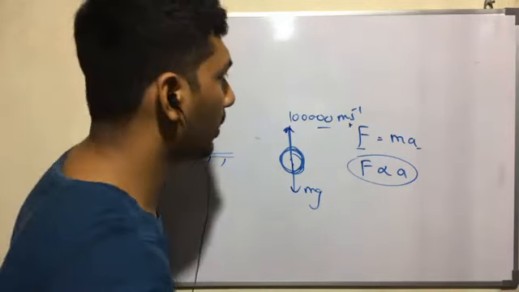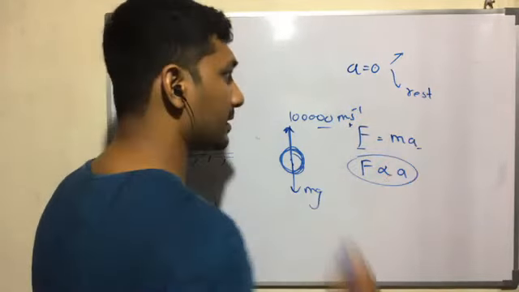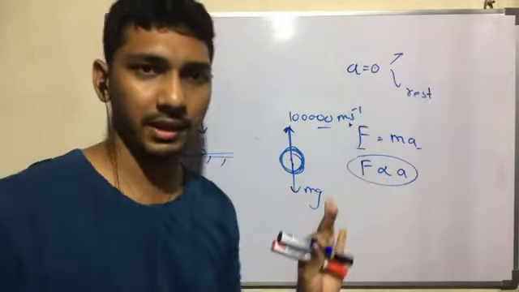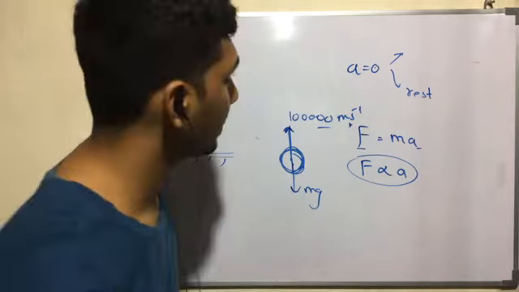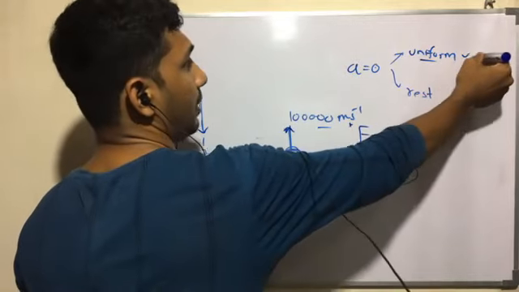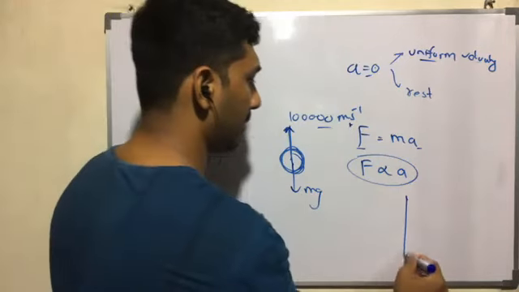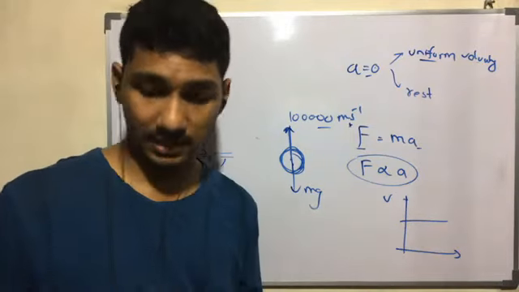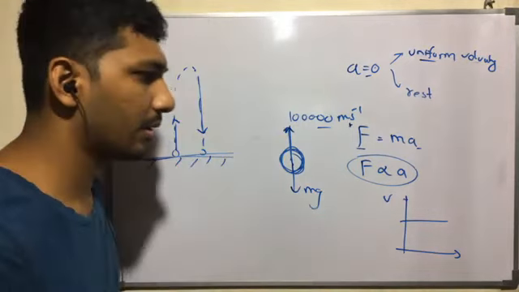So when acceleration is zero, there are two things possible. One is rest. When something is at rest, that obviously has no acceleration. When something is in uniform motion, that is not at rest. It is at uniform velocity. It's moving, but no acceleration. The velocity-time graph is like this. So it will not have any acceleration, but it will have a motion. It's not rest. So that is how you decide.